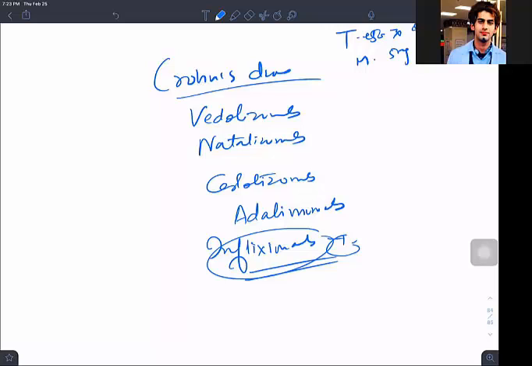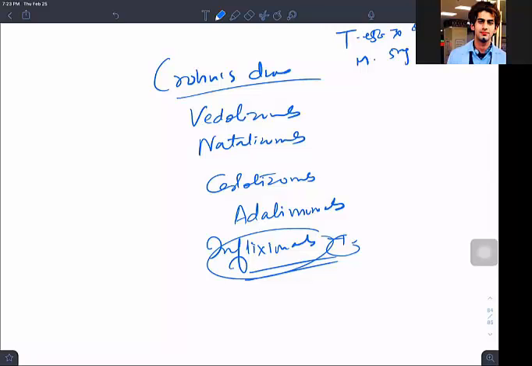Can you tell me what is the first line treatment for mild to moderate ulcerative colitis? It is 5-aminosalicylic acid. It's the first line for ulcerative colitis. Are we able to remember or listen?